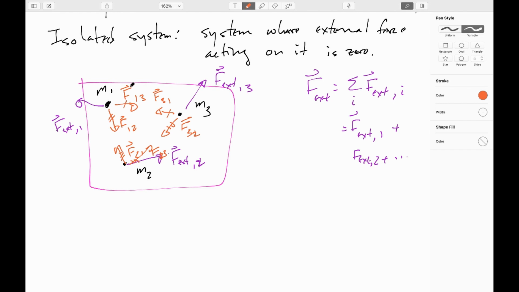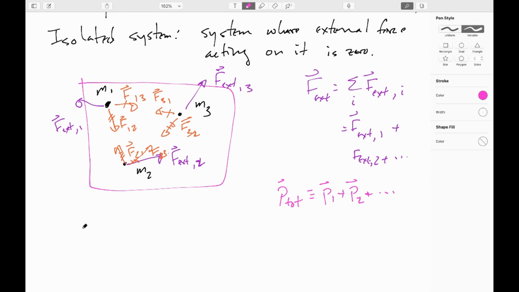It turns out that for any system, we can define the momentum of the system, p tot, which is just the sum of the momenta, p_i, of the particles. So you just particle by particle find the momentum, add it up. They're vectors, so you will have to take your x and y components separately, but the total momentum of the system is just the sum of all the momenta.